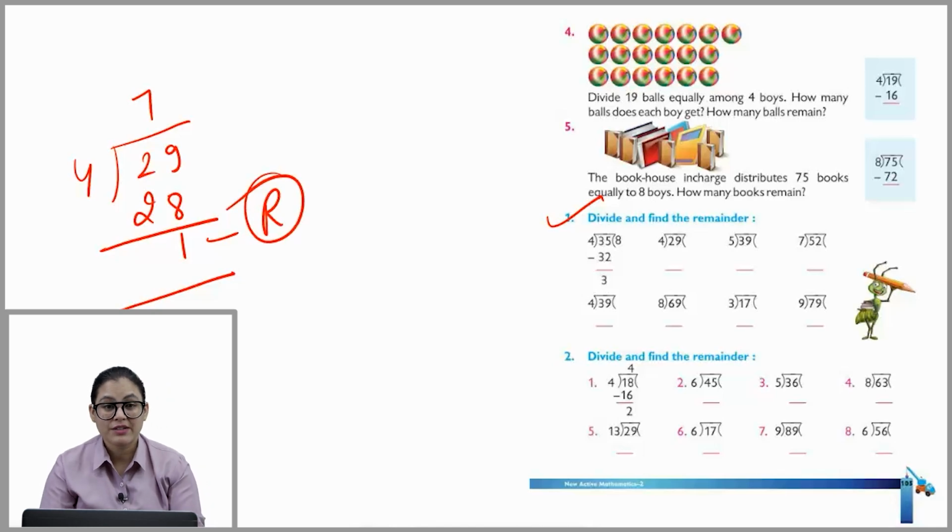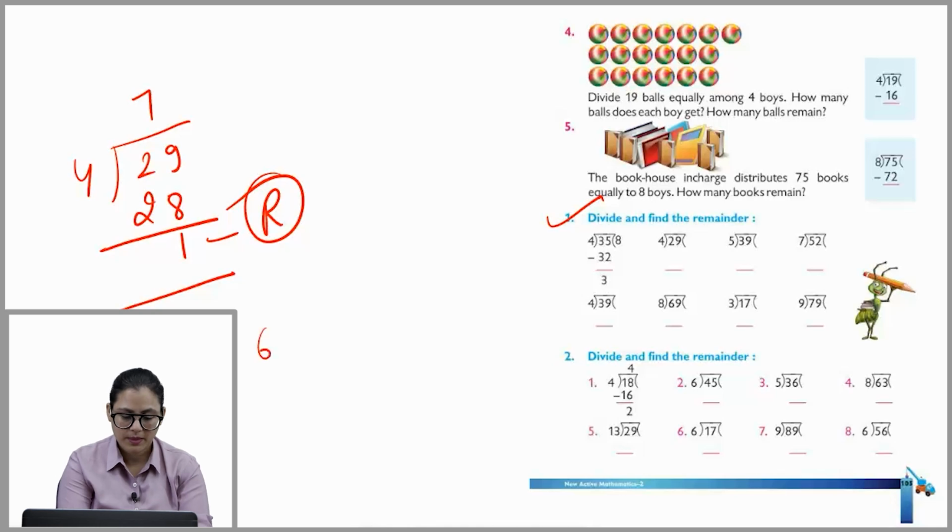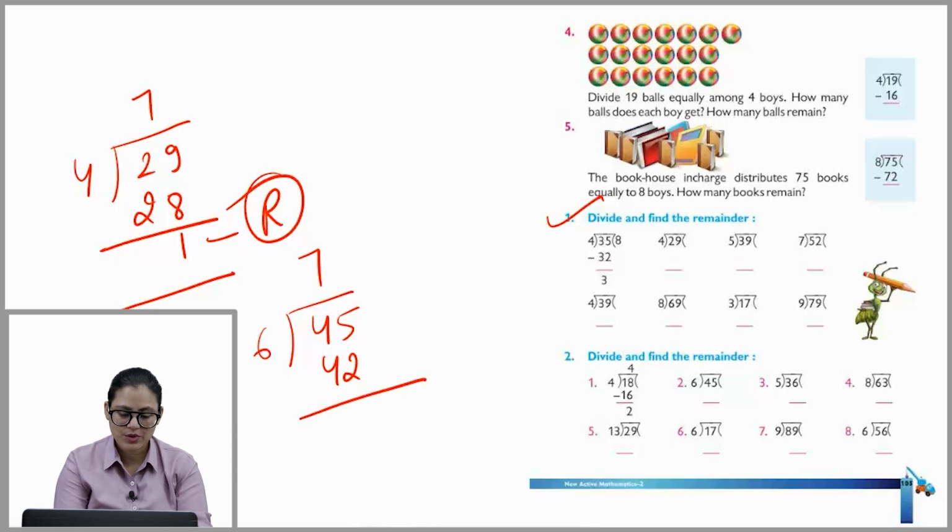Question number 2, divide and find the remainder. One has been done for you. Second one, 645. 6 7s are 42. 5 minus 2 is 3. So, 3 is the remainder. Okay.